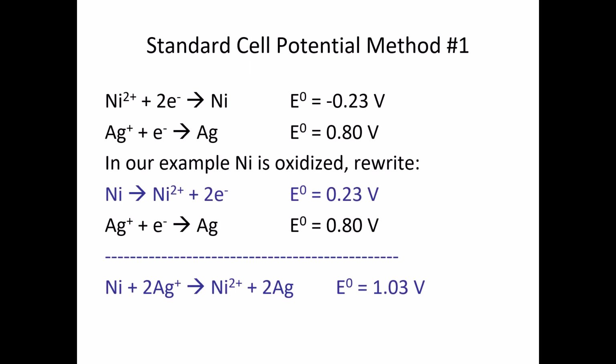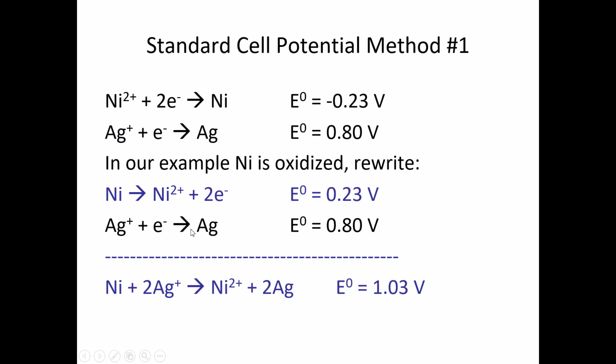Alright, so here's our method 1. This is taking the reduction potential as is, flipping the oxidation, and adding. So this is our flip and add method. Here's our two half reactions we got from the table. We know that we're keeping silver as it is. This is our reduction. We're going to flip the nickel reaction around. So here I flipped it, so I have nickel solid going to nickel 2 plus. And I flip the sign on the potential. Then we add the two values together.